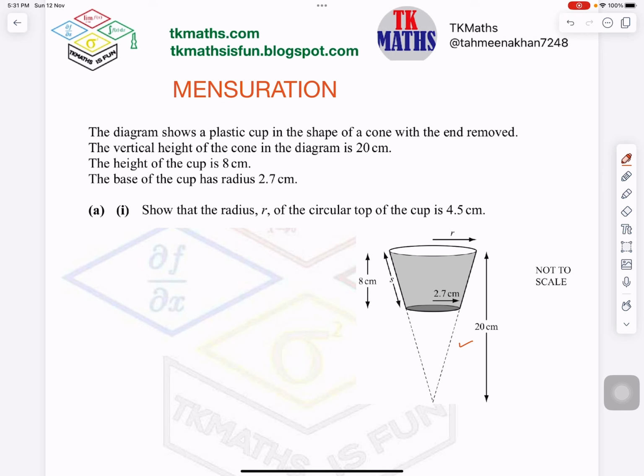The base of the cup has radius 2.7. Show that the radius r of the circular top of the cup is 4.5. So we have to show that this radius of the cup is 4.5.